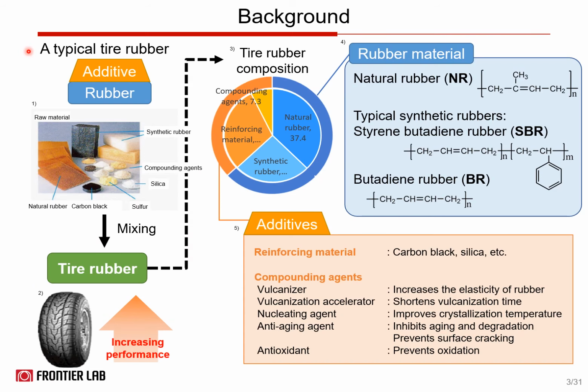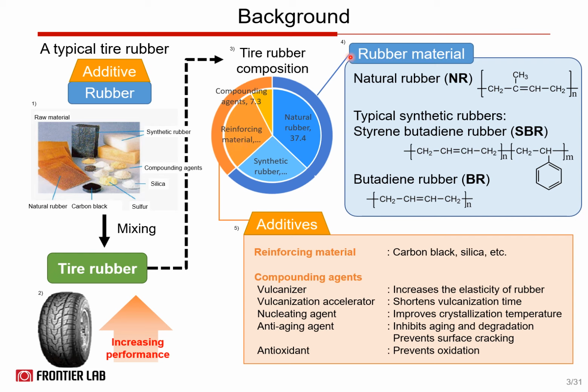A typical tire lava consists of additives and lava materials. An example of the raw materials is shown here. By mixing them together, the performance of the lava can be enhanced, and it can be used as tire lava. The general composition of the tire lava is shown here. It is made up of 70% lava material and 30% additives.